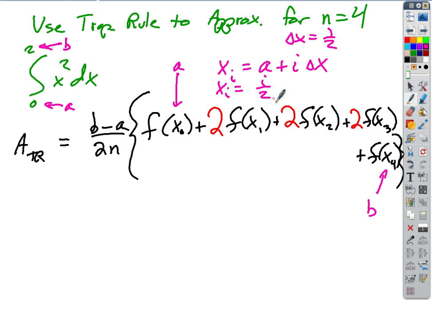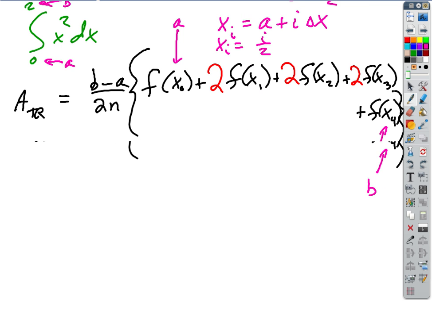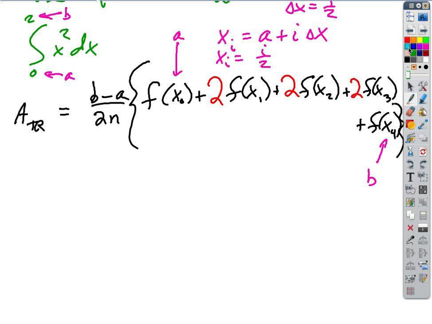Okay, and so for this function, f of x equals x squared, if we plug all this stuff in, what do we get? We get an area. B minus a we said was 2, n was 4, so 2n is 8. Right? So 2/8 is the multiplier out front, times f of 0. Well, what is f of 0? 0. Sure. So I'm just going to get 0 squared, which is 0, plus 2 times f of x sub 1. Well, that's 1/2, right? We're just moving over in increments of 1/2.